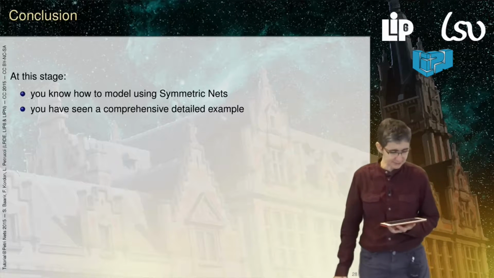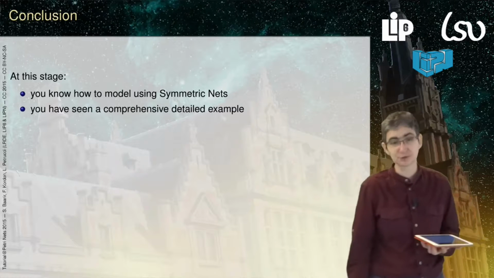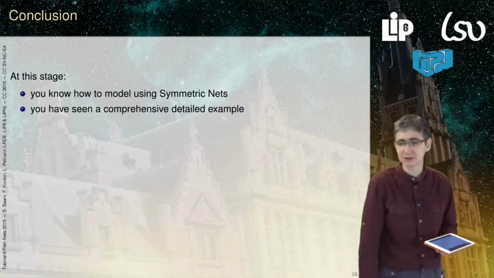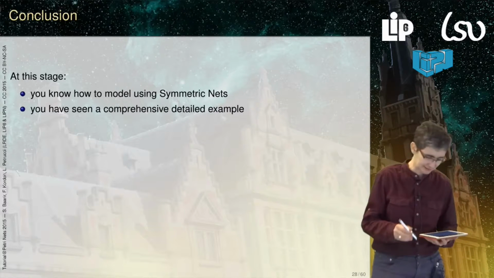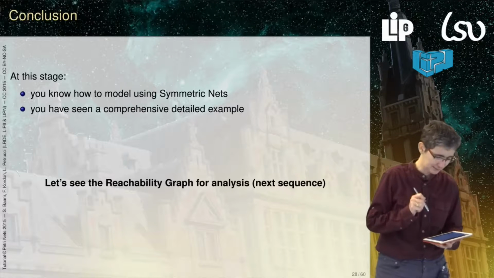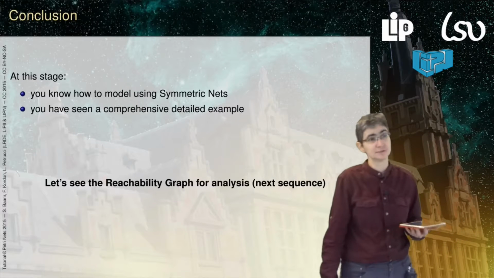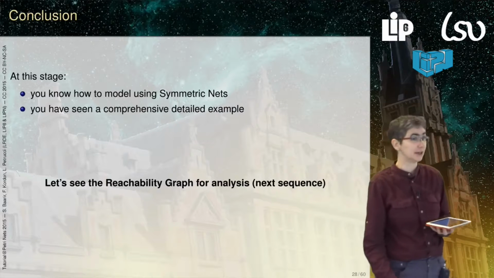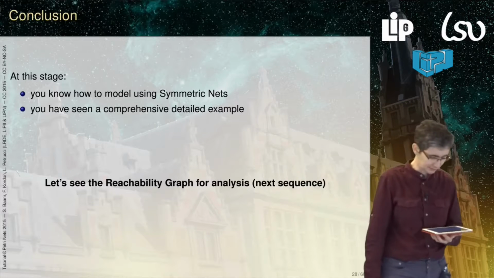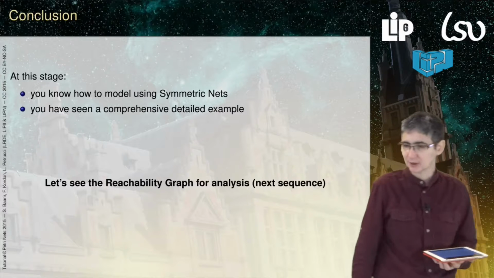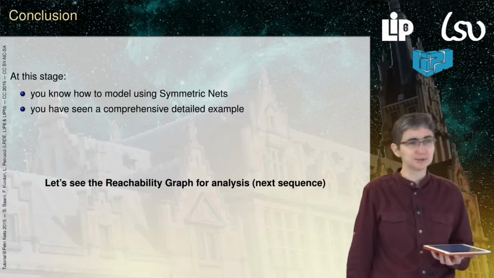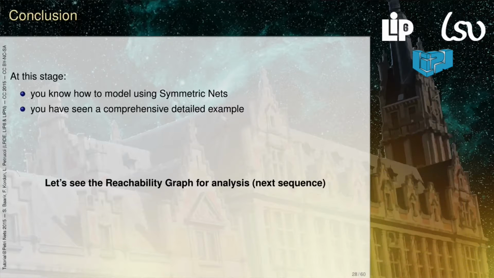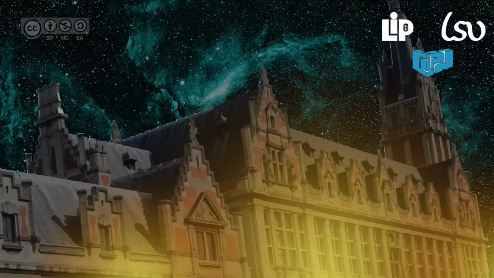Okay, so at this stage, you know how to model something using symmetric nets. You have seen a comprehensive, detailed example, and what we want to do with nets is generally model a system and analyze it. So we'll see in the next sequence how the reachability graph can be built in order to perform some analysis on this model.